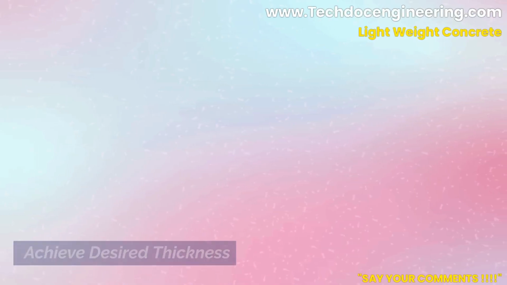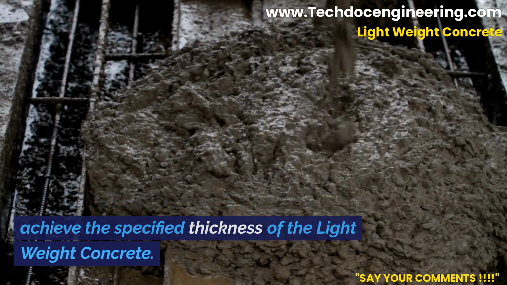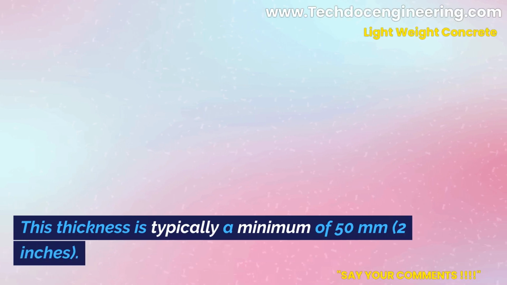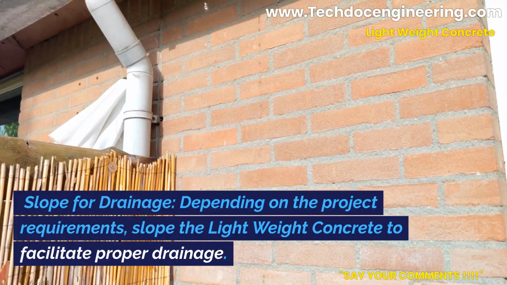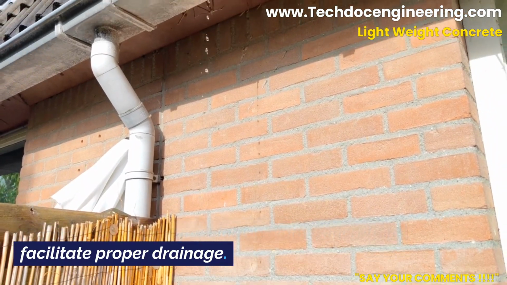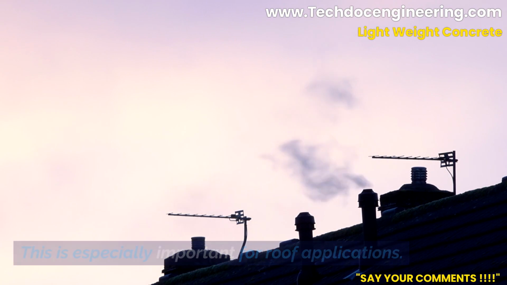Achieve desired thickness. Ensure that you achieve the specified thickness of the lightweight concrete. This thickness is typically a minimum of 50 mm, 2 inches. Slope for drainage. Depending on the project requirements, slope the lightweight concrete to facilitate proper drainage. This is especially important for roof applications.